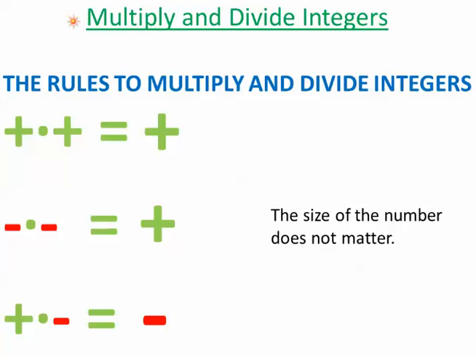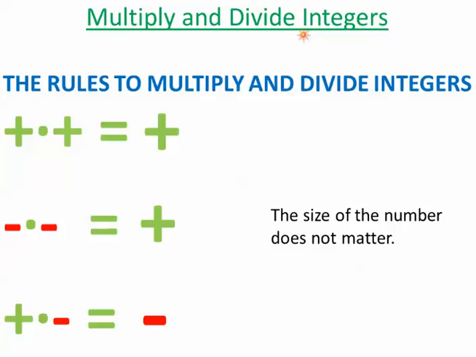Rules for multiplying and dividing. The last time we met, we talked about adding and subtracting, or combining, integers. Integers being positive and negative whole numbers, not fractions or decimals. This time we're going to multiply and divide whole numbers that are positive and negative. So we're going to multiply and divide integers.